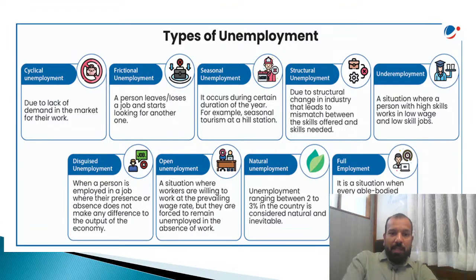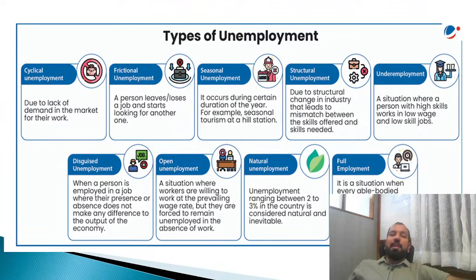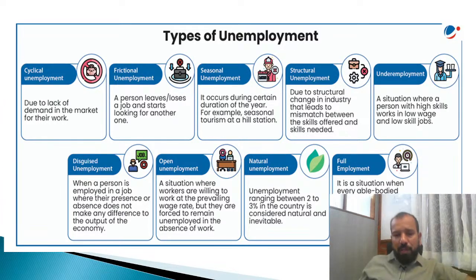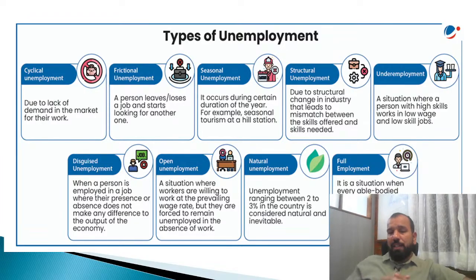Then open unemployment: a situation where workers are willing to work at the prevailing wage rate but are forced to remain unemployed in the absence of work. Sometimes you are ready to work for 200, 250 or 300 rupees, whatever the prevailing rate is, but work is not there.